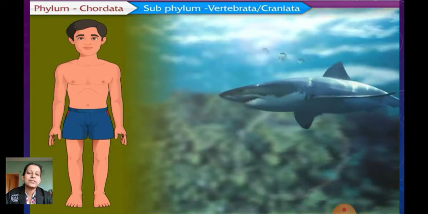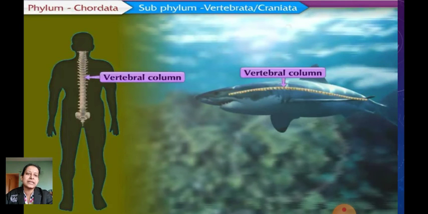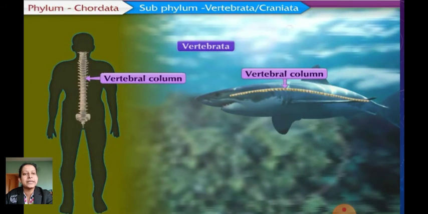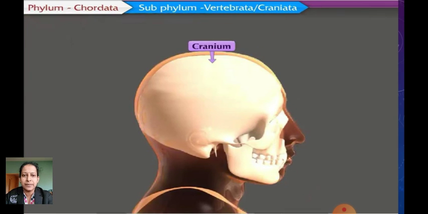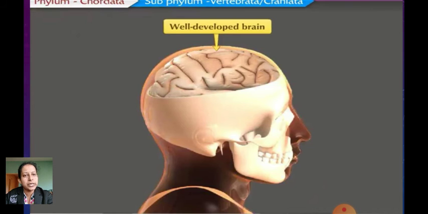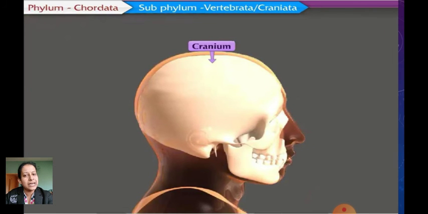Now, let us move on to the last subphylum of phylum Chordata, that is Vertebrata or Craniata. Why are they called Vertebrata or Craniata? It's because they have a vertebral column. The simple notochord has been replaced by a strong vertebral column. Since they have a vertebral column, they are also called Vertebrata. They have a well developed brain, and this brain is covered with a cranium. That means the brain is protected with the skull, also called cranium.